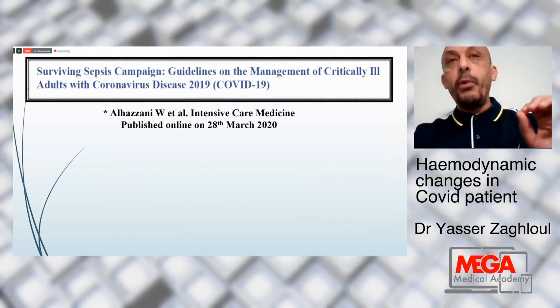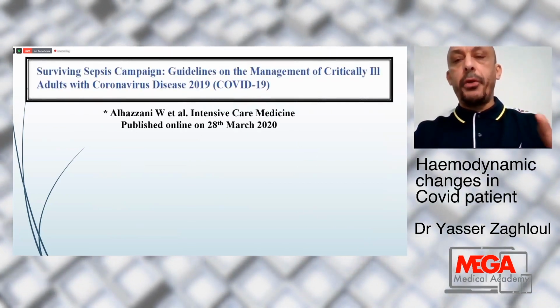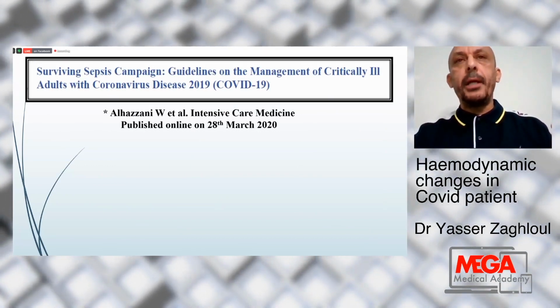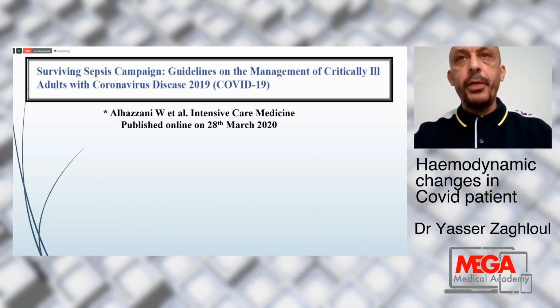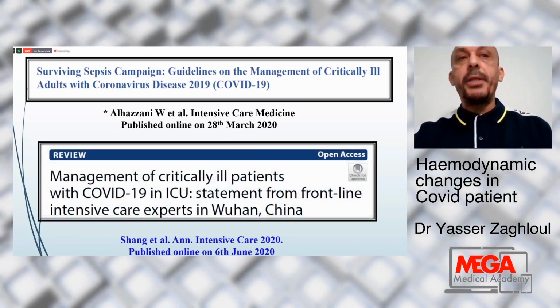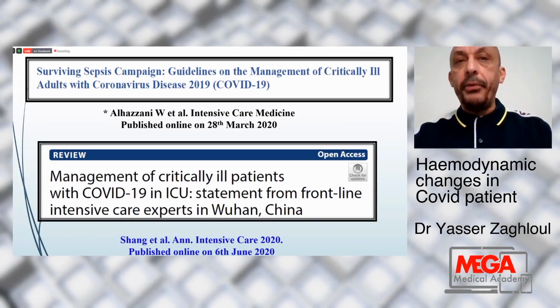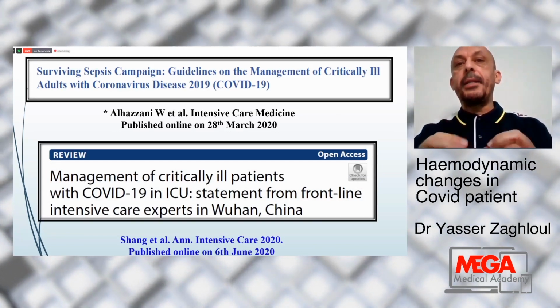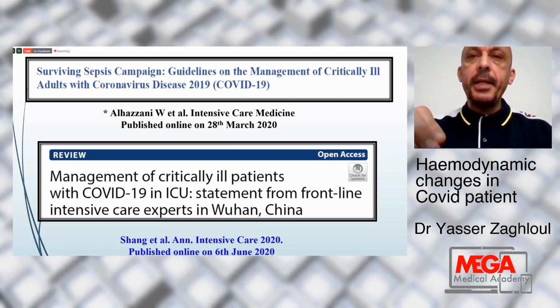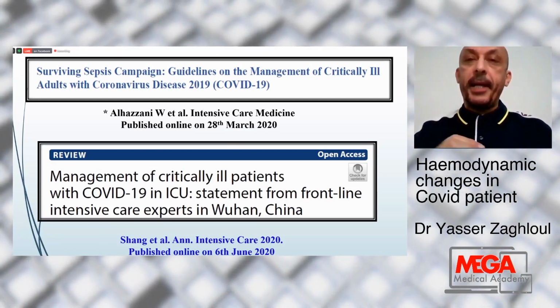In my lecture, I will focus on 3 sources. The first one is from the Surviving Sepsis Campaign, published in March 2020. And the second one is from China about the management of critically ill COVID patients. This is written more simply than the Surviving Sepsis Campaign guidelines, and actually it is more practical.